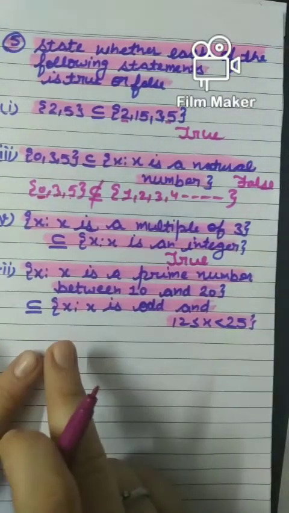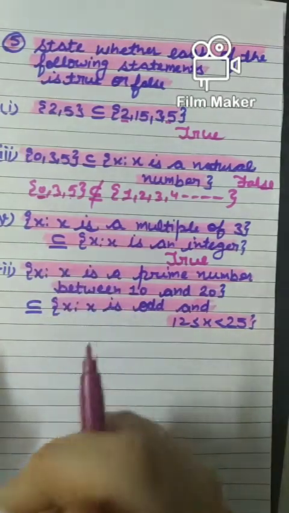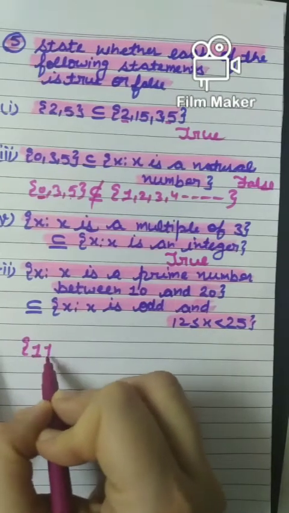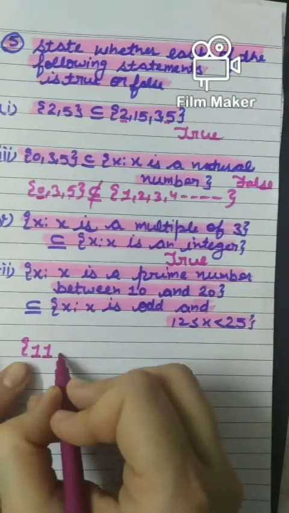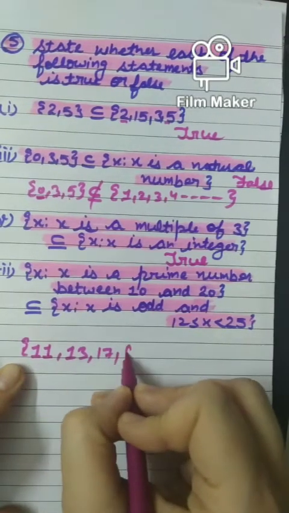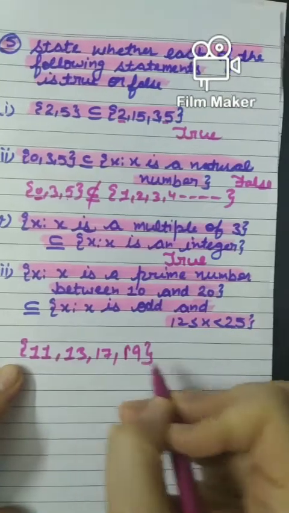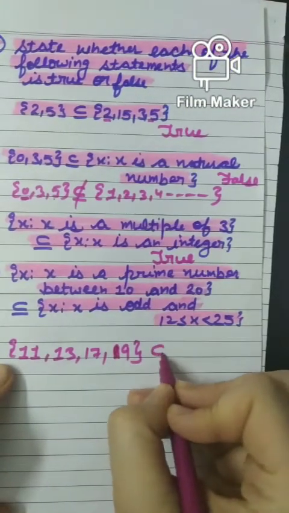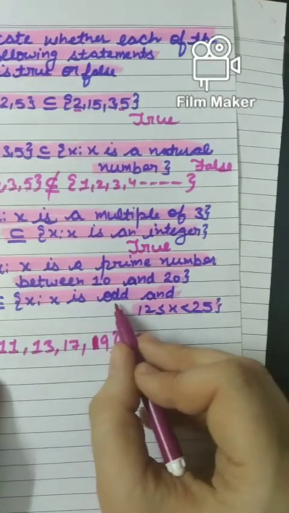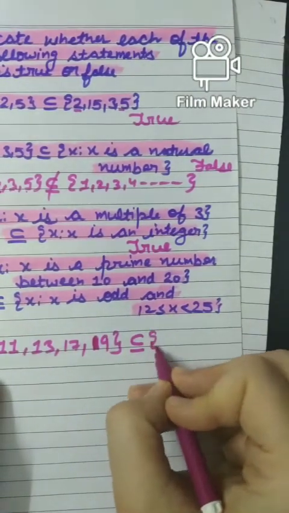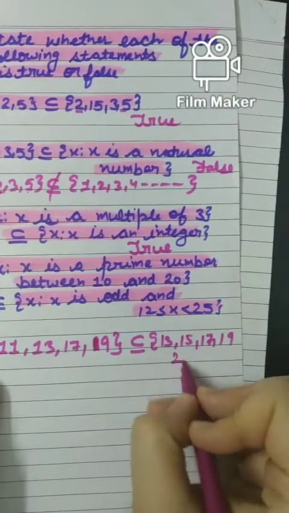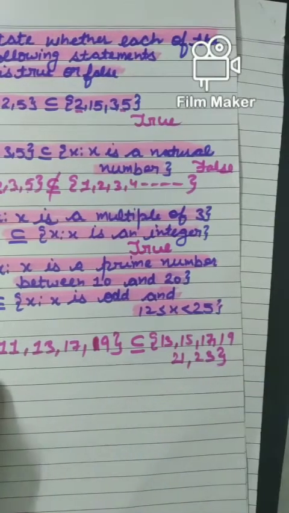Next, x such that x is a prime number. In this set we have prime numbers between 10 and 20. You know prime number is divisible by itself only. Factors are 1 and that number only. So between 10 and 20 we have 11, 13, 17 and 19 as prime numbers. Are they contained in this set? We will have to see. In this, this set is set of odd numbers between 12 and 25. So beta 13, 15, 17, 19, 21 and 23. These elements are making this set.